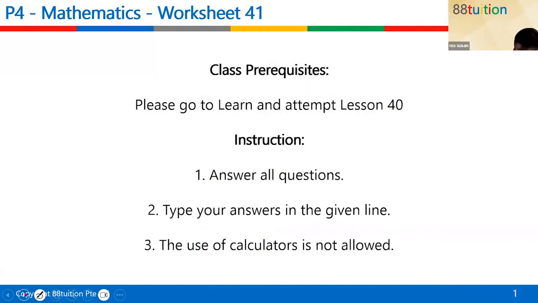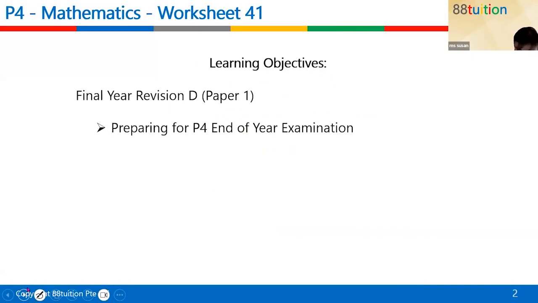So today's lesson 40, worksheet 41, and we are going through this final revision paper D, paper 1, and preparing for P4 end of year examination.